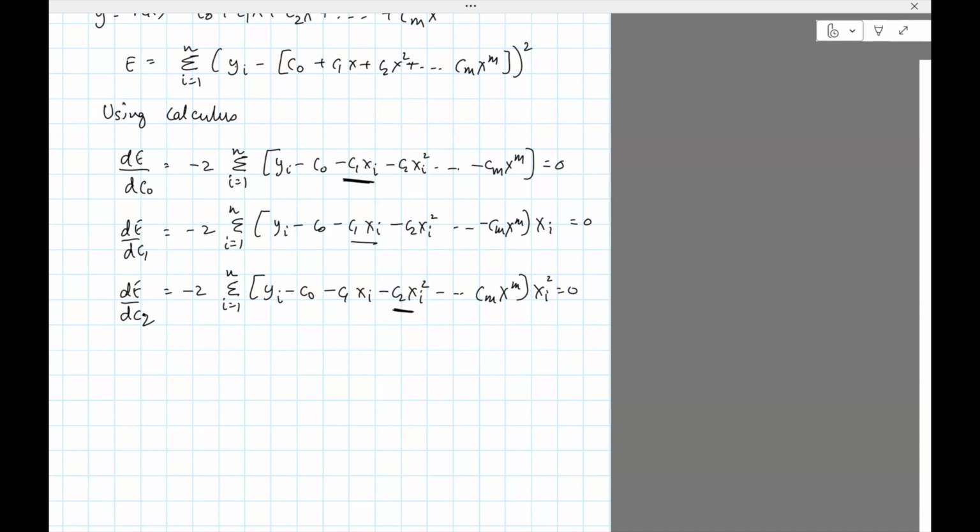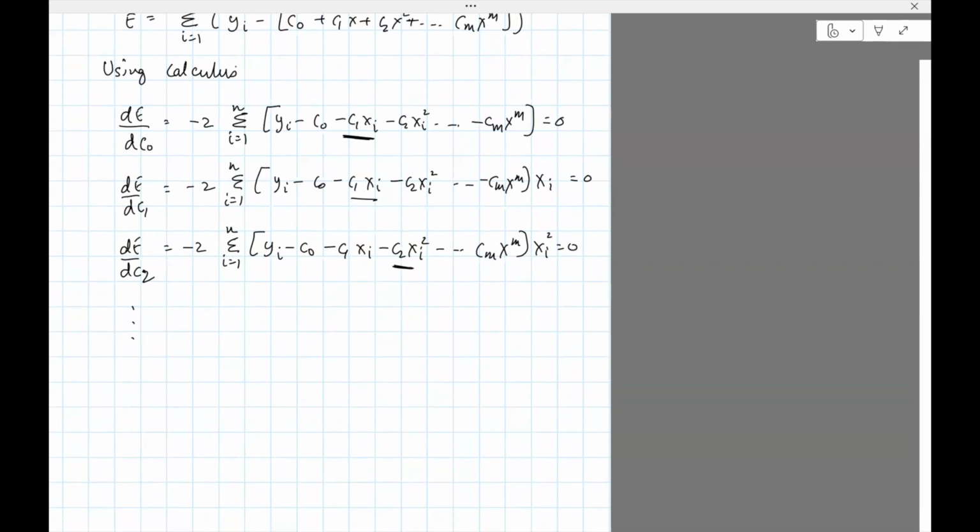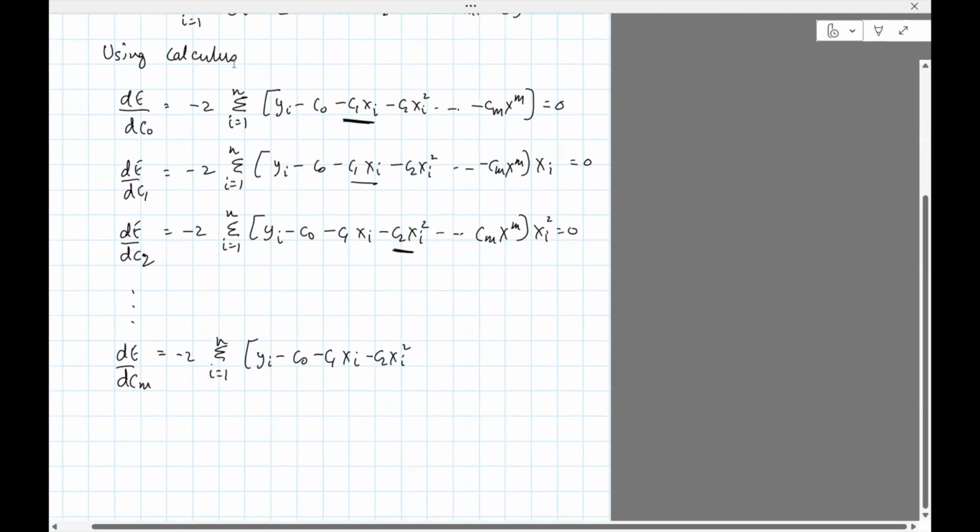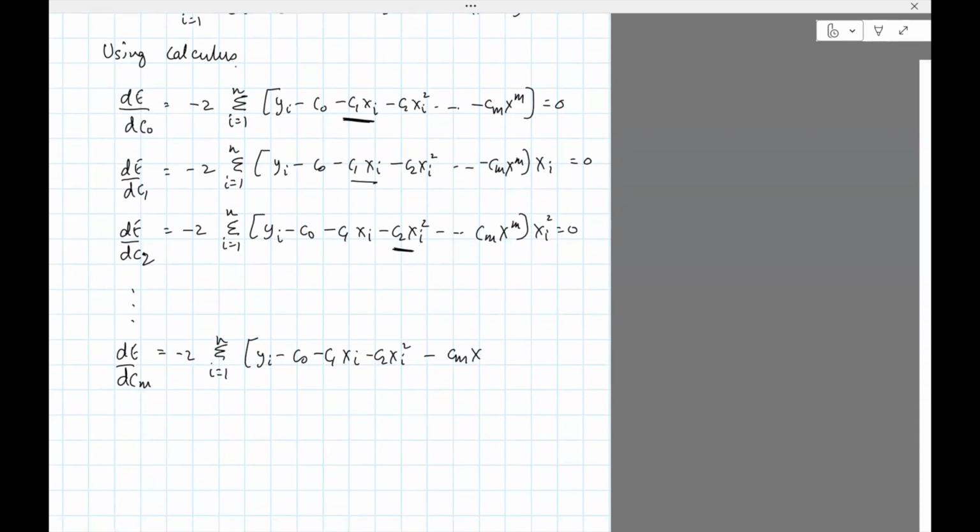Okay, we just keep doing that till we reach de/dcm equals minus 2 summation i equals 1 to n of y_i minus c0 minus c1 x_i minus c2 x_i squared, and so on minus cm x^m, and then take the derivative of cm x^m with respect to cm. That will be x raised to m, equals 0.